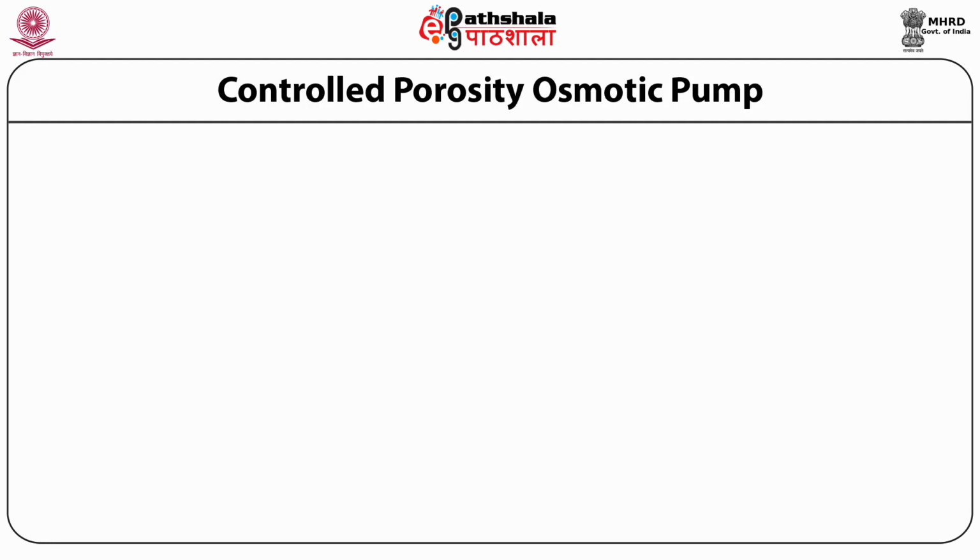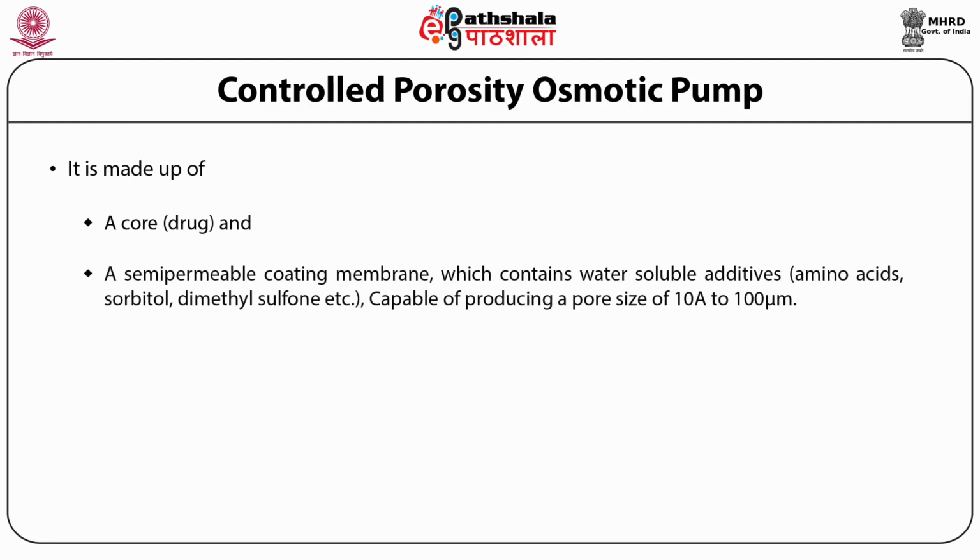The next one is based on the controlled porosity osmotic pump. It is made up of a drug core and a semi-permeable membrane containing water-soluble additives, for example amino acids, sorbitol, dimethyl sulfone, etc., capable of producing a pore size of 10 angstrom to 100 micrometer. We had already learned before that we can create pores not in a mechanical way but with the help of chemicals that dissolve and create pores. This is what we are discussing here.